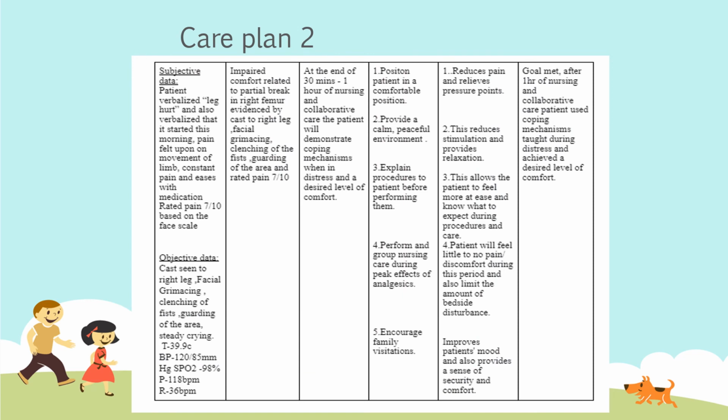And for a second diagnosis, we would have impaired comfort related to partial break in right femur, evidenced by cast on right leg, facial grimacing, clenching of the fist, guarding of the area, and a rated pain of 7 out of 10 based on the face scale. So you can go ahead and pause to read this.